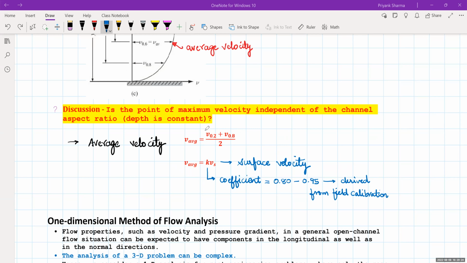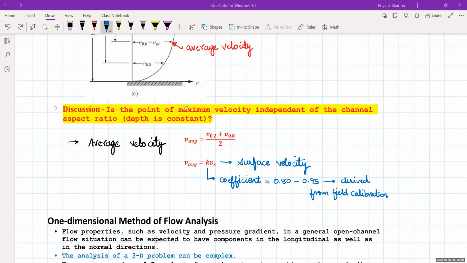Now usually the point of maximum velocity would depend on many factors. So if your channel is, let us say, wider or deeper, those factors can affect it, and that is what our point of discussion is. So is it that the point of maximum velocity would depend on the aspect ratio, or will it be independent of the aspect ratio? In aspect ratio, let us say if you keep the depth constant and you change the width, then you can have a fair comparison, as one parameter is constant. So that is a point to ponder upon, whether they would change or be similar.